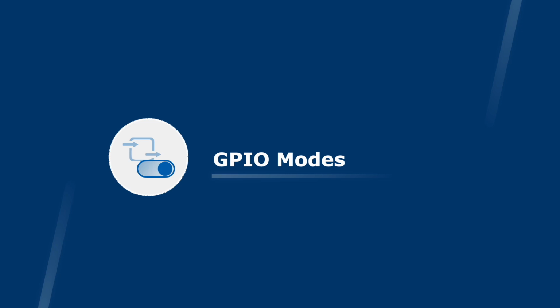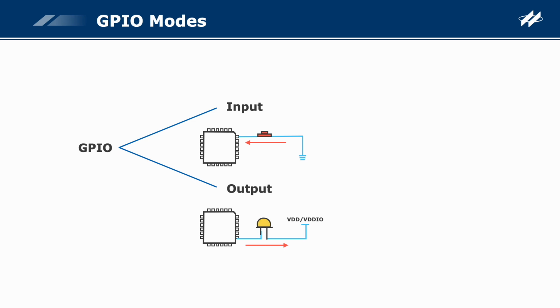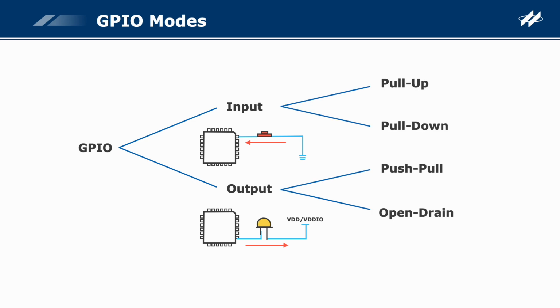GPIO modes. The GPIO has two modes, the input mode and output mode. The input mode is used to receive external level signals. The output mode is used to output signals to the external peripherals. The GPIO mode can be subdivided depending on the applications.